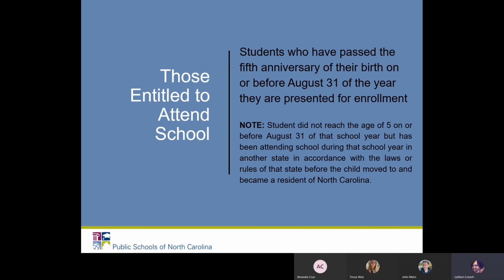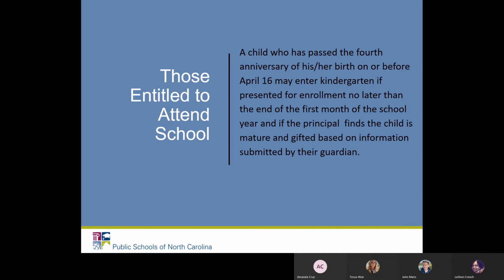All children at least age 5 on or before August 31st are entitled to enroll. If a child did not reach age 5 on or before August 31st, but was attending school in another state, then the child is entitled to enroll. A child age 4 on or before April 16th may enroll no later than the end of the first month of the school year if the principal finds that the child is gifted and has the maturity to justify admission.